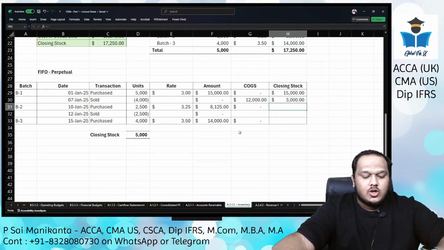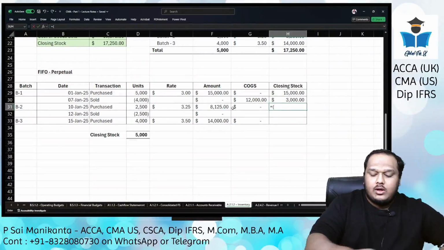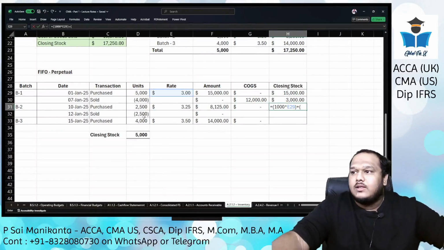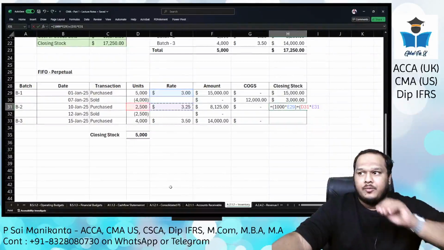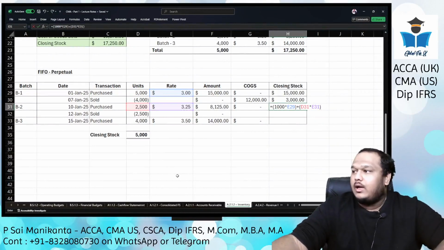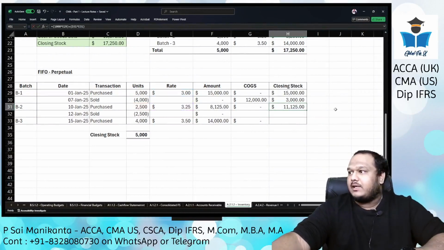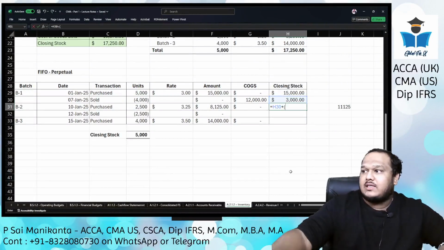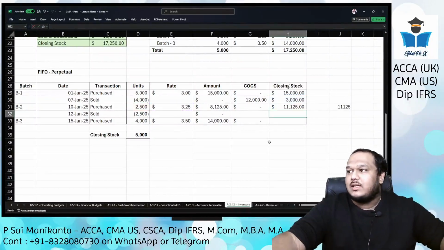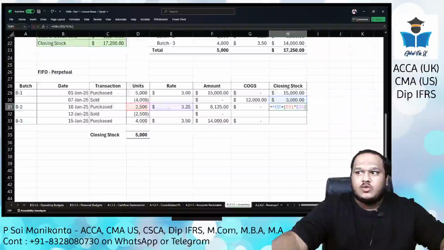So now what is the closing stock? Closing stock is 1,000 units from batch 1, $3 each, plus this 2,500 units at 3.25. Are you with me? Or alternatively, I can just say 11,125. Remember that number, 11,125. Instead of doing it like this, we already know the closing stock from the previous transaction, plus now again we purchased 2,500 into 3.25. That also will give the same answer, 11,125. So I'll keep that: previous closing stock 3,000 plus this batch whatever we purchased.